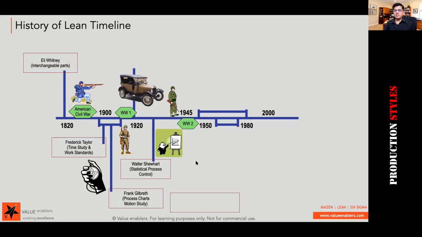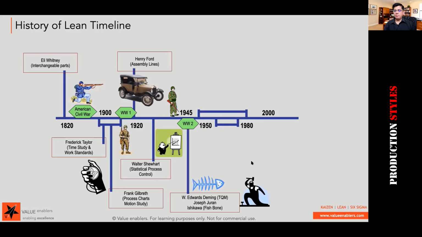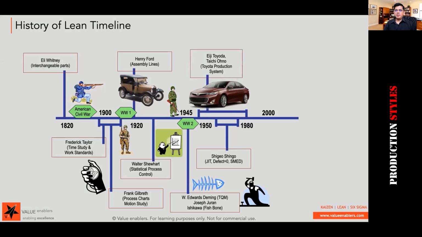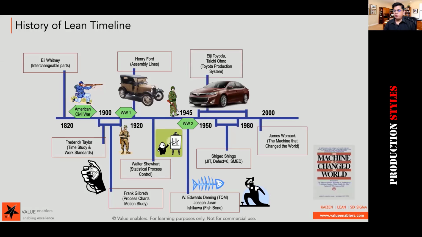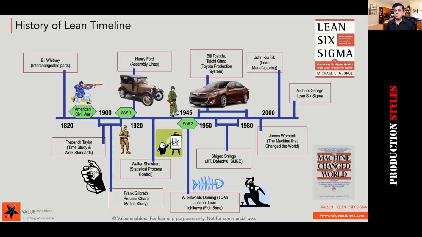then Walter Shewhart, statistical process control, Henry Ford, assembly lines, and TQM, where I have brought in Ishikawa also here, Shigeo Shingo, and Toyota, James Womack, The Machine That Changed the World. And I also like Mr. Michael George's book on Lean Six Sigma, combining Six Sigma quality with lean production speed. All right. So this book also I will share at some point in time.